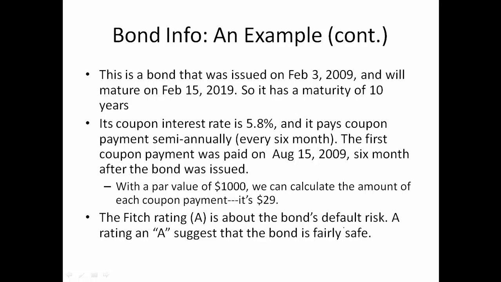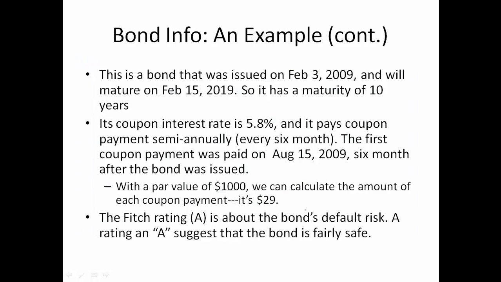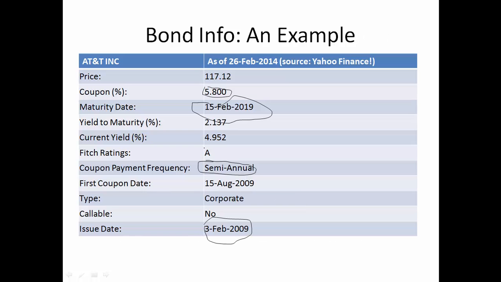With a par value of $1,000, we can calculate the amount of each coupon payment. It is $1,000 multiplied by 5.8% and then divided by 2, so $29 every 6 months. So coupon interest rate 5.8% with a par value of $1,000 means $29 every 6 months. The Fitch rating A is about the bond's default risk. A rating of A suggests the bond is fairly safe, or say low risk. So here's the information about the bond credit rating.